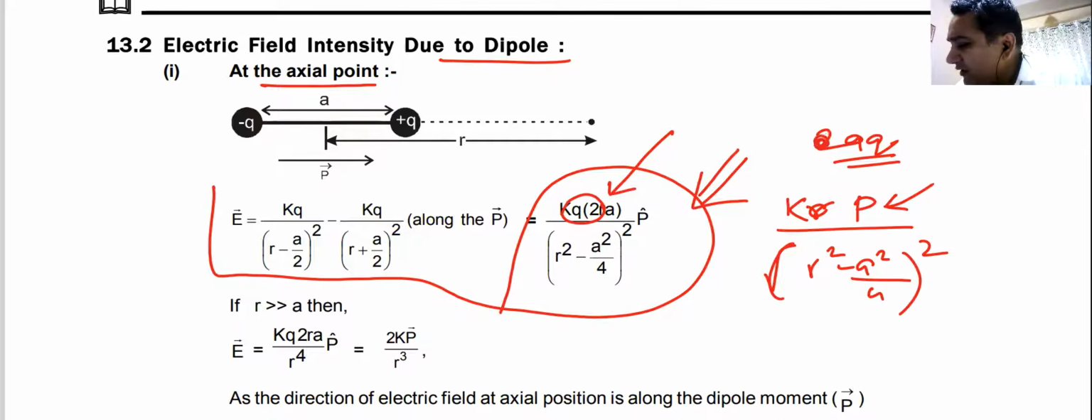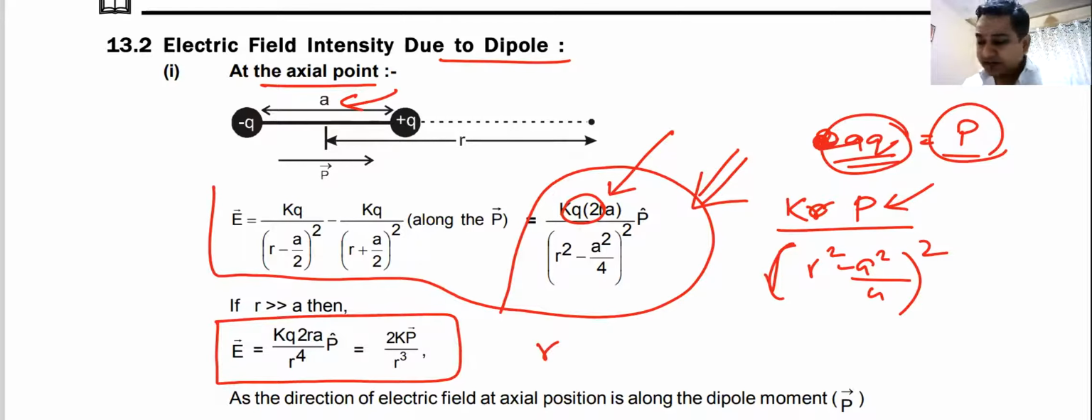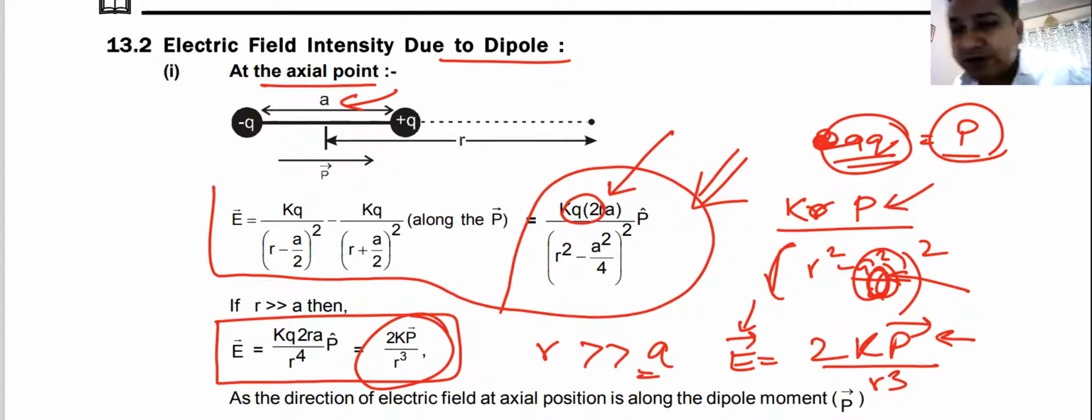I've written 2aq as a dipole moment. The length of the dipole is 2a, so it becomes q into 2a. Q into 2a becomes the dipole moment. Sorry for the mistake. Now you have a shortcut formula when this r, the distance, is very large compared to a. So this entire term can be neglected, and you have this formula 2kp vector divided by r cube. Now this is a vector formula for electric field. The direction of this electric field will be same as the direction of dipole moment. The direction of dipole moment will be from negative to the positive charge.